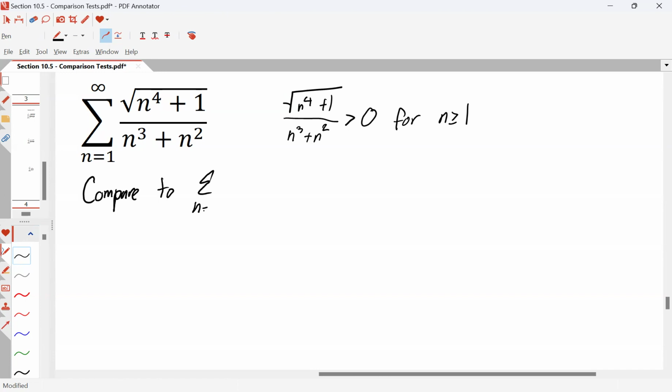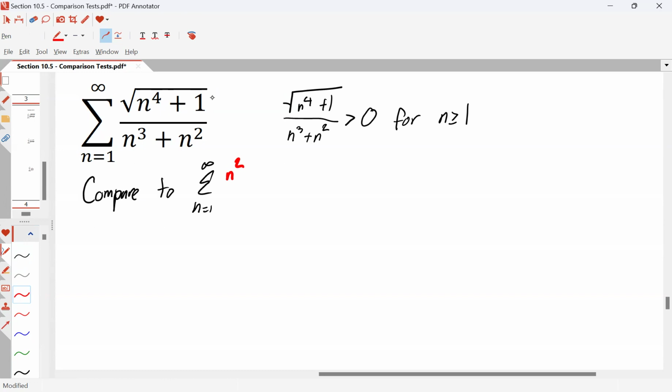Now we're going to compare to some series, n equals 1 to infinity, and finding the series to compare to is to look at the big things happening. In the numerator, this plus 1 isn't doing a whole lot, so I'm going to ignore that and say, okay, my numerator is really just the square root of n to the fourth. Well, the square root of n to the fourth is n squared. So we're going to use n squared in that numerator.